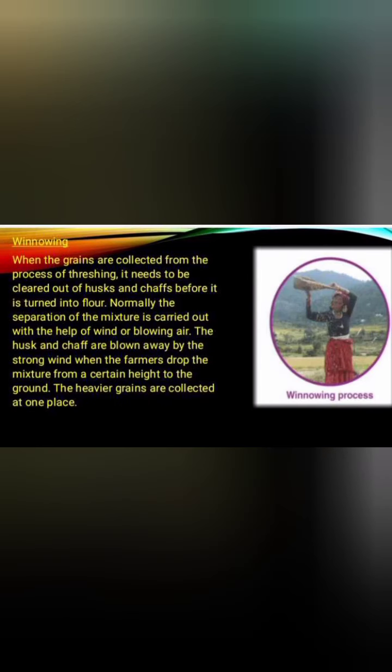Alright, so next one is winnowing. When the grains are collected from the process of threshing, they need to be cleared of husk and chaff before they are turned into flour. Normally, the separation of the mixture is carried out with the help of wind or blowing air. The husk and chaff are blown away by the strong wind when the farmers drop the mixture from a certain height to the ground. The heavier grains are collected at one place. So usually this winnowing process is used by farmers.